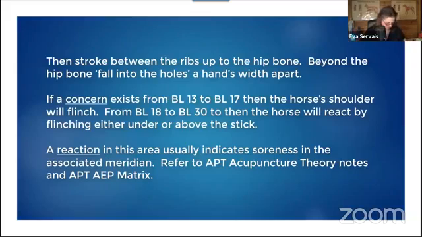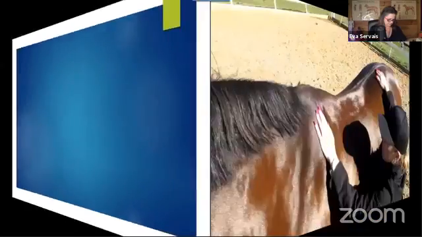Then stroke between the ribs up to the hip bone. Behind the hip bone, either draw a straight line or fall into the holes more or less a hand's width apart. If a concern exists from bladder 13 to bladder 17, then the horse's shoulder will flinch. From bladder 23 to bladder 30, then the horse will react by flinching either under or above the stick. A reaction in this area usually indicates soreness in the associated meridian. Refer to the AEP acupuncture theory notes and AEP matrix.